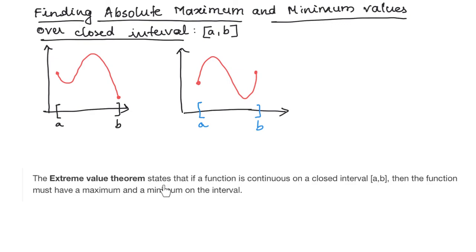The extreme value theorem states that if a function is continuous on a closed interval a to b, then the function must have a maximum and minimum on the interval. The procedure for finding the absolute maximum and minimum values in a closed interval is: first find the critical values, and evaluate the function at the endpoints as well as at the critical points, and compare all the values. The largest value will be the maximum and the smallest value will be the minimum.